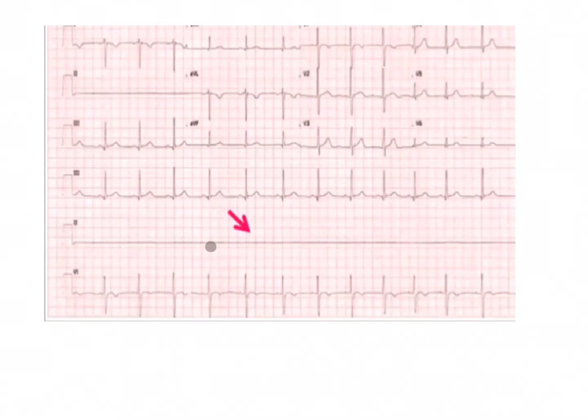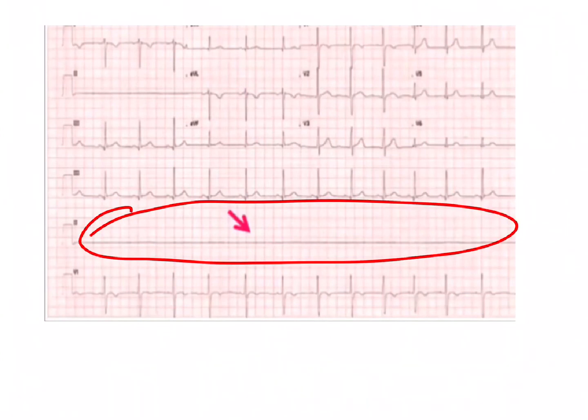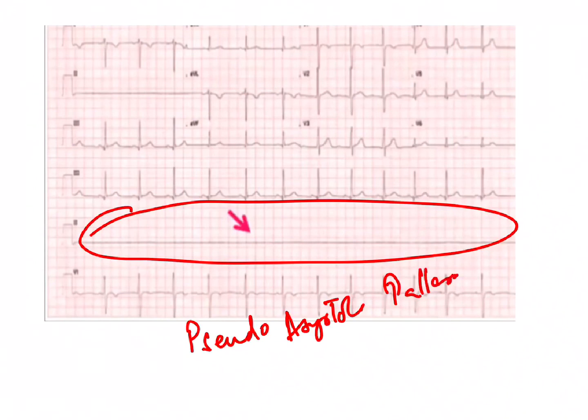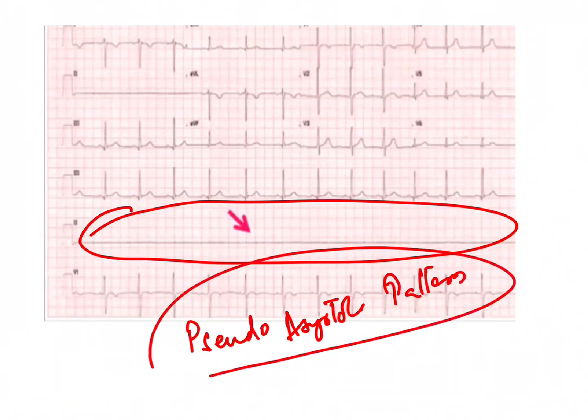Here in lead 2 we are getting no electrical activity. If we see such a pattern, we call it a pseudo asystole pattern. If we find this type of pattern in ECG, we should think of lead reversals in the lower limbs, meaning lower limb leads have got reversed.